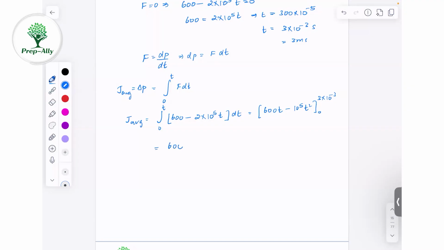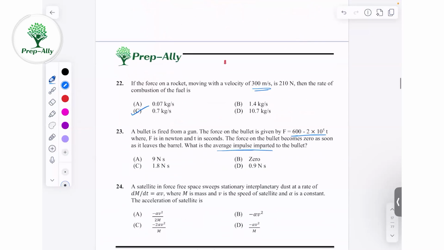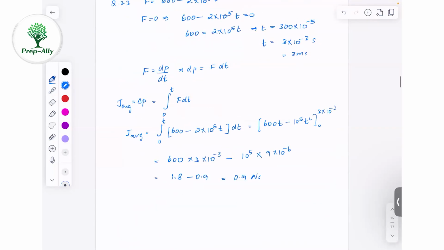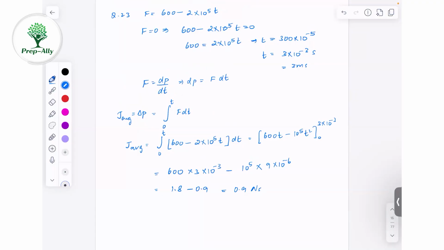So let's substitute the limits. Minus 10 power 5. I'm directly squaring the value. So this gives us 1.8 minus 0.9, which comes to 0.9 Newton second, or it can be kg meter per second. Yeah, 0.9. This is how we solve the problem. We have been given the function. So we first get the momentum function and we get the average impulse as the change in momentum in this 3 milliseconds.